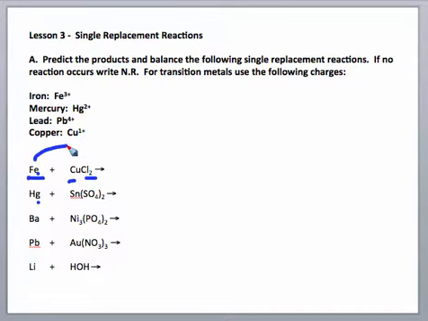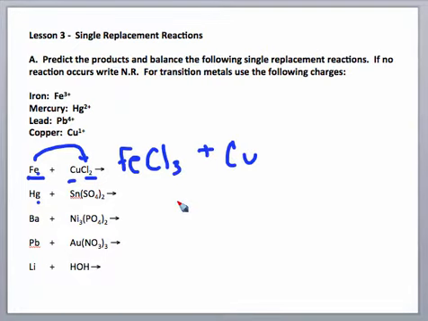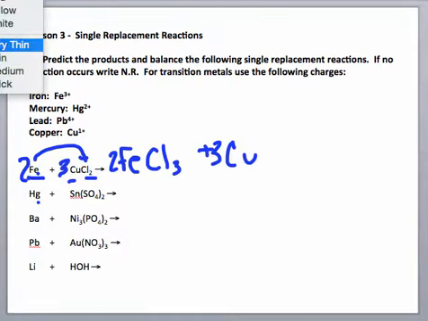So the iron here is going to form a compound with the chlorine, and we know iron is 3 plus, so if we have iron 3 plus, chlorine 1 minus, our formula would be FeCl3. And then the copper will be out on its own. So when we go to balance that, we've got that 2-3 issue, so we're going to put a 2 and a 3, and then we would put a 3 for our copper and a 2 for our iron. Let me get a smaller pen so I don't run out of room.